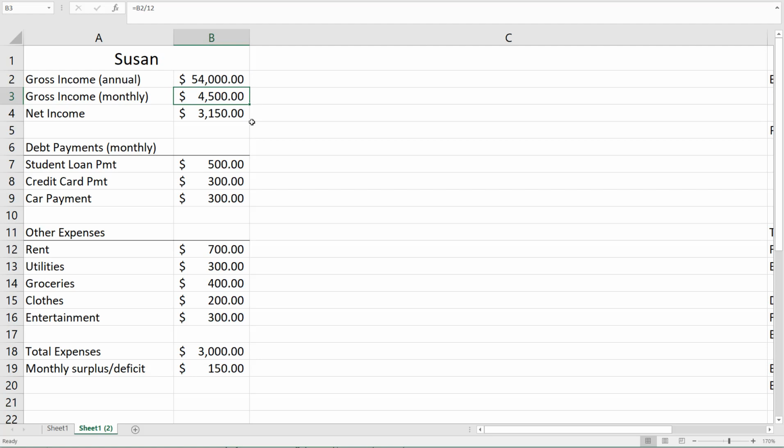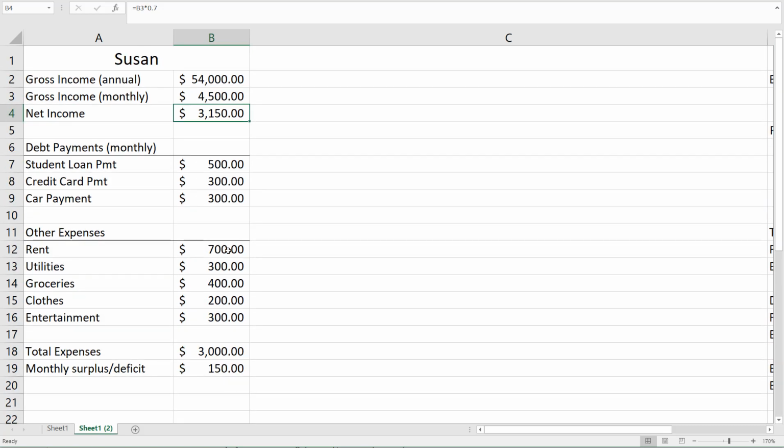Monthly, that would bring in a gross of about $4,500, but let's say after taxes and health insurance and saving in her 401k, her net income per month is $3,150. From there, we have some student loans to pay off, $500 a month. Credit card payment, some credit card debt we're trying to get rid of, about $300 a month. A car payment of $300 a month.